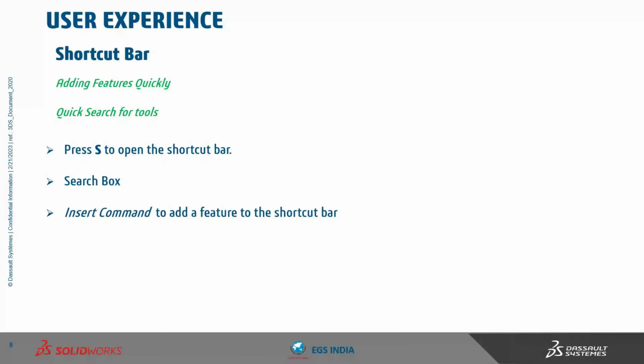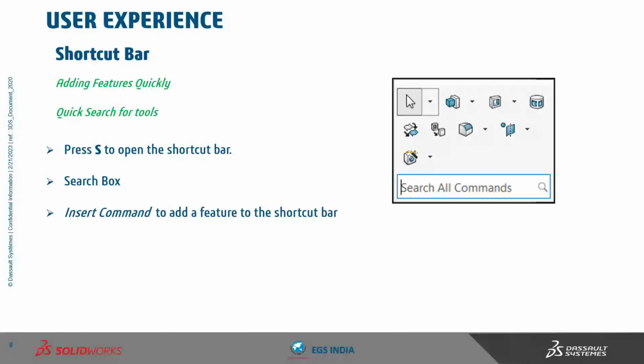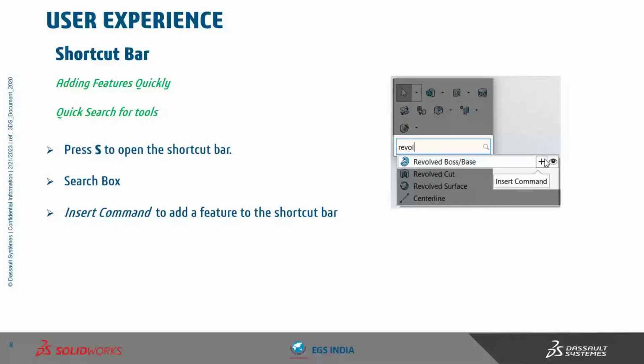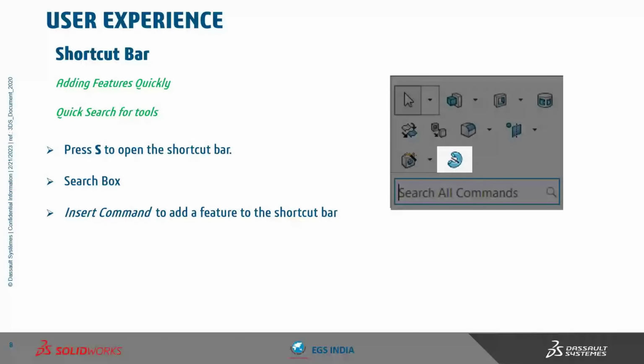Next, in SolidWorks there is a huge variety of features, so we need a shortcut bar to access these features. If we use features more often, we can add them to the shortcut bar. Like if I need revolve, I just insert the command and it will be there. So you just press the S button and get the feature in the shortcut bar.